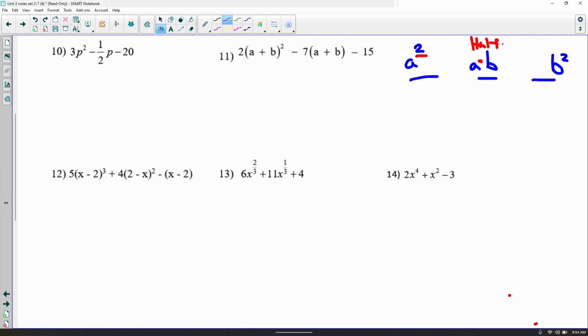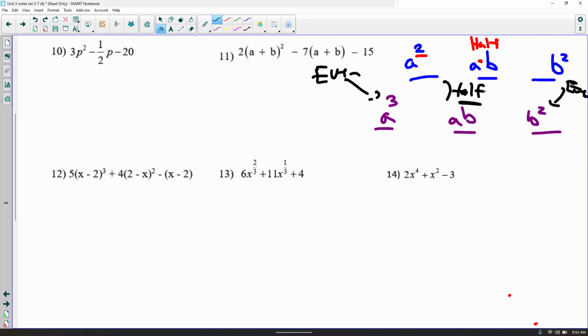A student, Jesslyn, was asking me this morning, if I had a to the third here and an a here and a b squared here and a b here, is that trial and error? And the answer is no, it can't be trial and error. The outside powers have to be even, and these have to be half of whatever the even numbers are. So if this was a to the 6th power, then that would be a third, then that would be a trial and error question. So that's how you determine if you have trial and error.